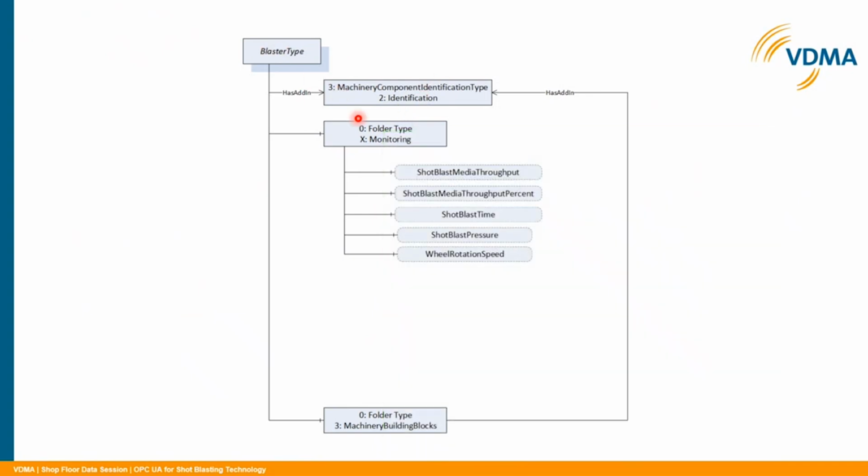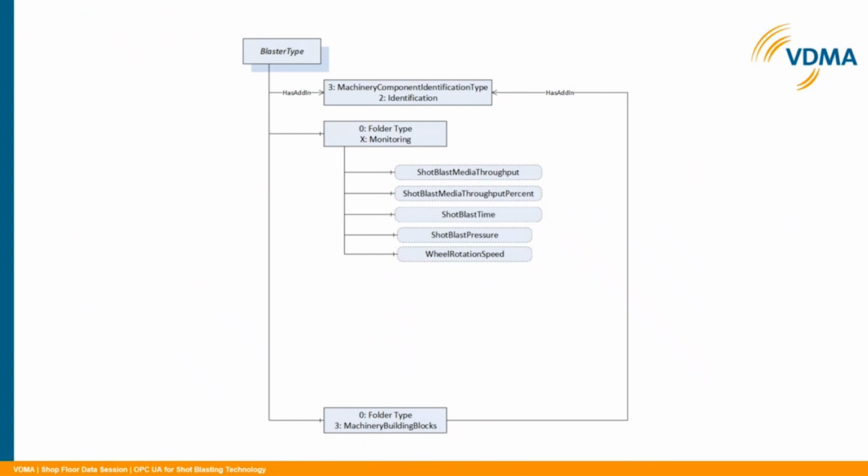Besides the identification, we have another structural folder that is called monitoring here again. And inside of this monitoring folder, you find all the variables that are standardized for the blaster type. So we have the shot blast media throughput, the shot blast media throughput percent, the shot blast time, shot blast pressure, and the wheel rotation. Down here you see again the machinery building blocks folder. It's because we've implemented the identification block for the machinery, and as I told you before, the rule is then to also implement this folder.